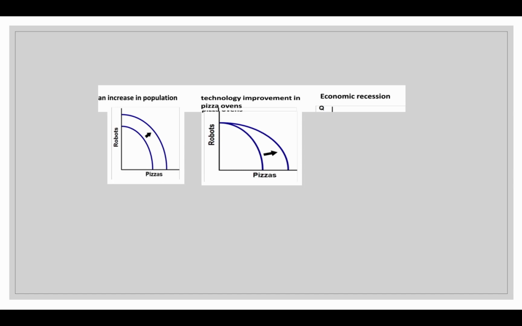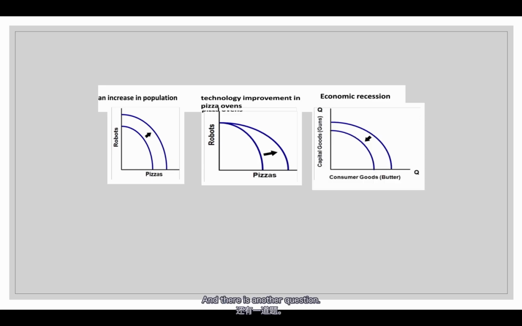For the next graph, assume that there is an improvement in technology in pizza ovens. What would the graph change like? Of course, it only changes on the pizza side, but not robots, because the technology only improved in pizza. So the graph looks like this. And next is about economic recession. What would the graph look like in an economic recession? Of course, it decreases, right? So this is the graph of economic recession.